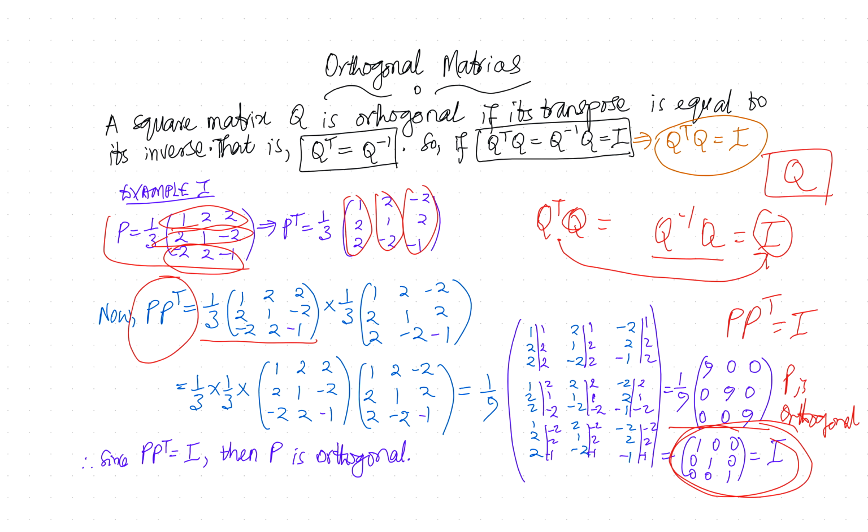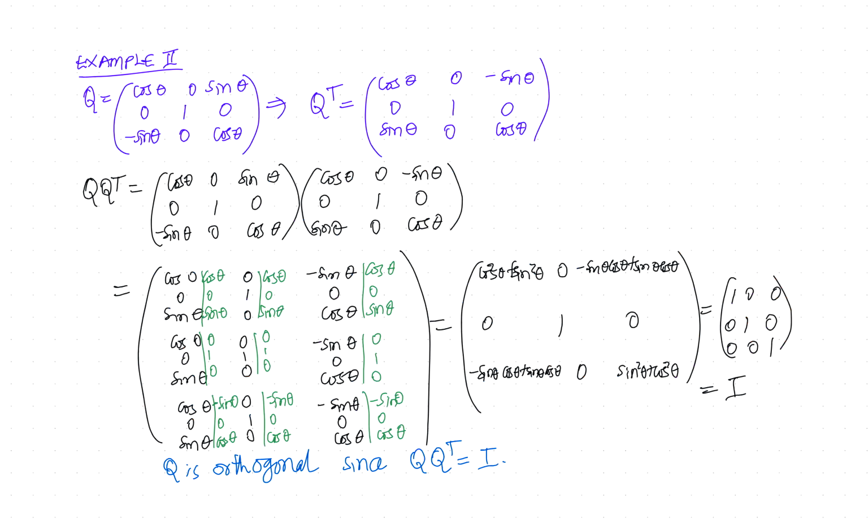So we take one more example on that. You want to show that Q is orthogonal, right? So you have cos theta 0 sine theta, 0 1 0, minus sine theta 0 cos theta. And of course, the transpose will just be cos theta 0 sine theta ends up as cos theta 0 sine theta. That's the transpose. 0 1 0 becomes this, minus sine theta 0 cos theta ends up being this.